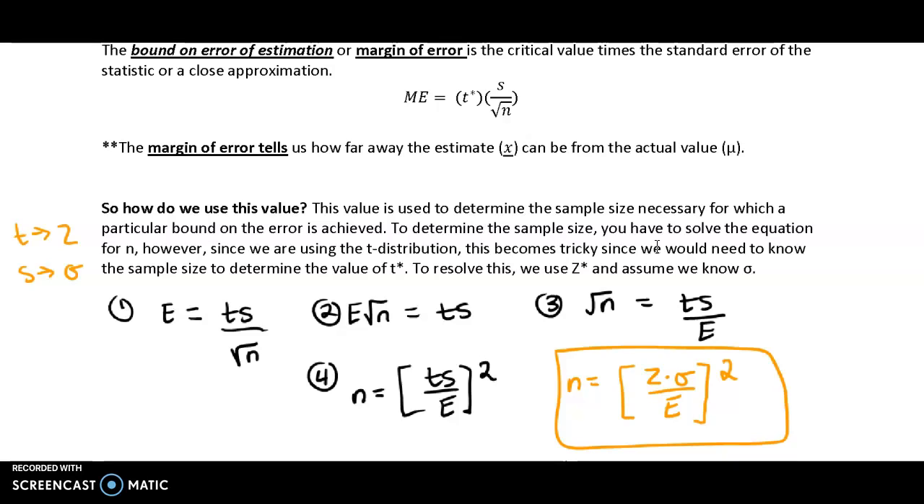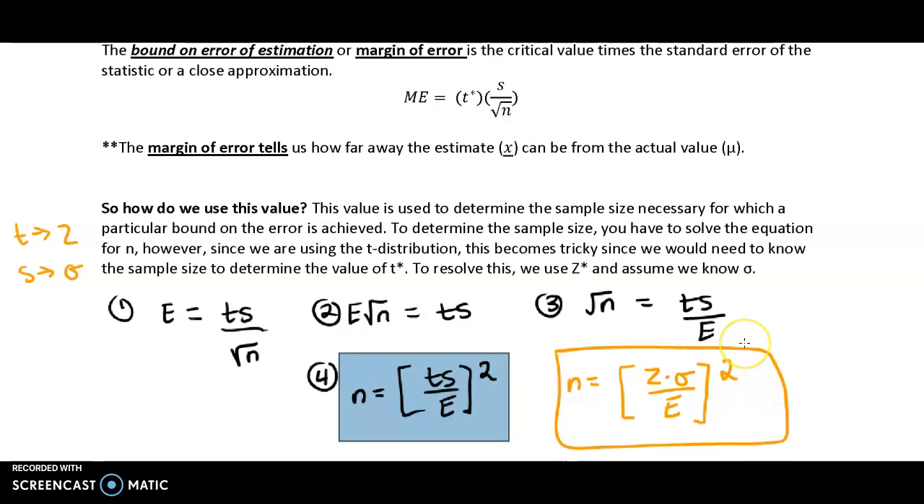And again, t star closely approximates z star and s closely approximates the standard deviation sigma, which is what I did right here. So t to z, s to sigma. So when we calculate our margin of error, I showed you here the first manipulation: t times the standard deviation over the square root of n. I will move the square root of n to the other side, divide by e, and then to get rid of this square root, I'll square both sides. Then I'm going to substitute in what I believe to be true, that t closely approximates z, and that s closely approximates sigma.